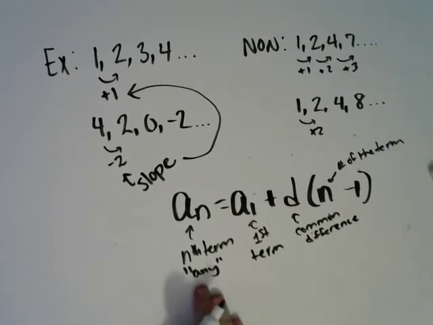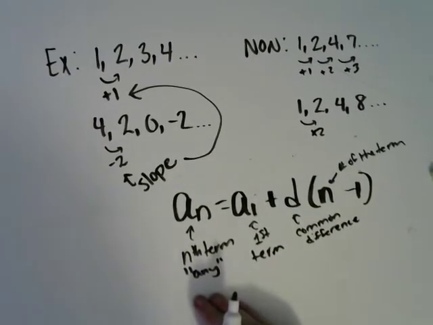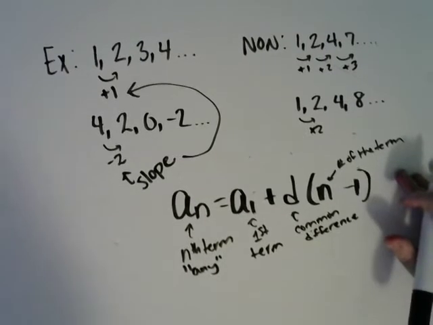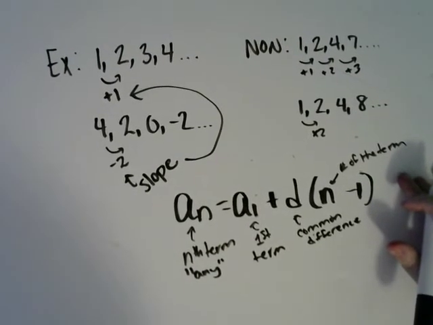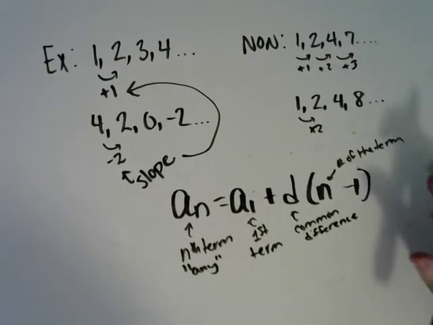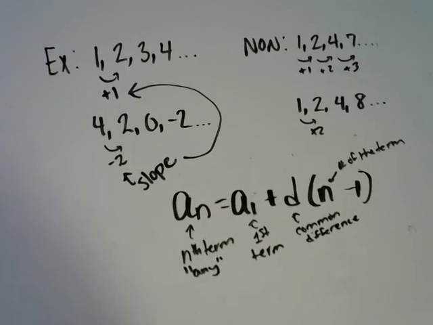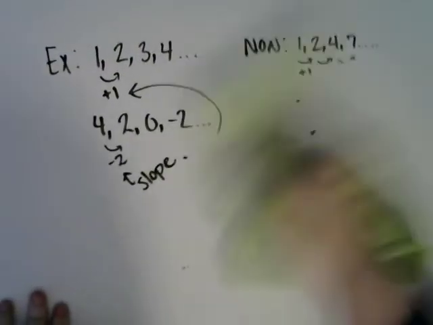So if we were talking about the fifth term, N would be 5, but if we were talking about the 101st term, N would be 101. So we want to find the nth term of a couple different examples of arithmetic sequences. The first example, we want to find the 10th term of a sequence that goes 1, 6, 11, and 16.